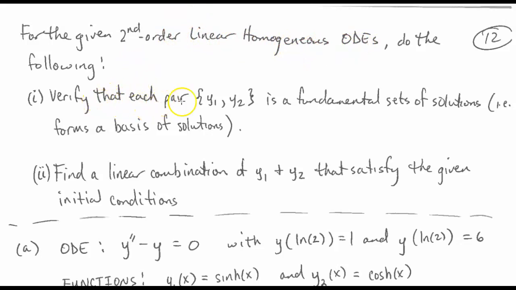We first want to verify that each pair of functions that we're given is actually going to be a fundamental set of solutions, aka a basis of solutions for the ODE. The second thing that we want to do is find a linear combination based upon these two functions that are in the fundamental set. And by default here, if we verify that each of these functions is a fundamental set of solutions, another part of that is making sure that they are linearly independent, okay?